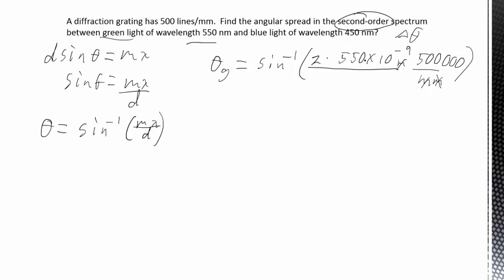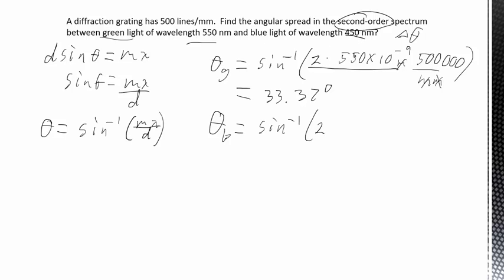So we just plug in 2 times this times 500,000, and we get the angle to the green light is about 33.37 degrees. Then we repeat the calculation for the blue light. We've already monkeyed with our line spacing, so that's going to be the same. All we need to change here is the wavelength.